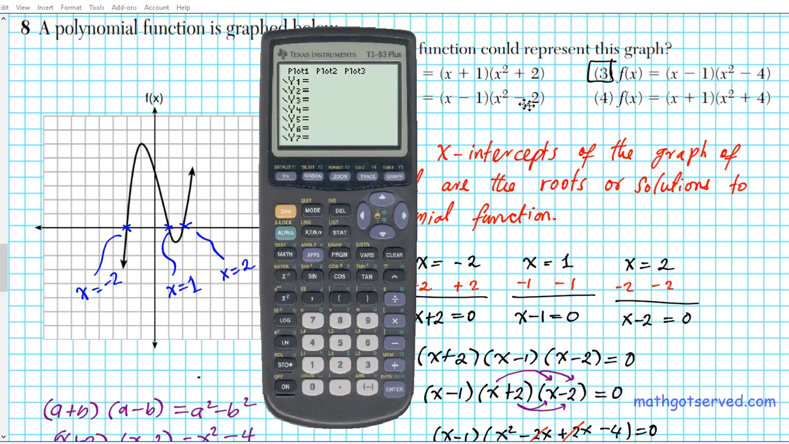So f of x is your y. We're just going to enter the right side of the equation. So we have x minus 1 times quantity x squared, x raised to the second power, minus 4. Hit enter, and then graph. Bam. So you see how graph number 3 matches perfectly with what we have on the left right here.